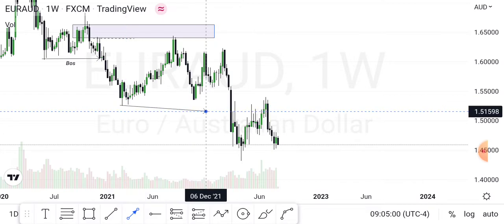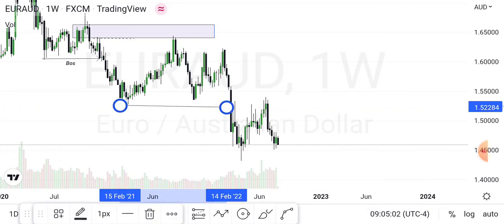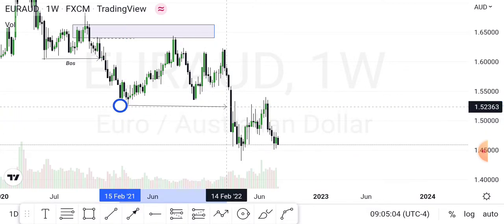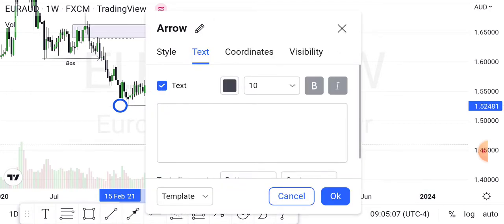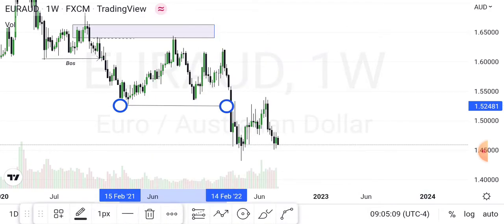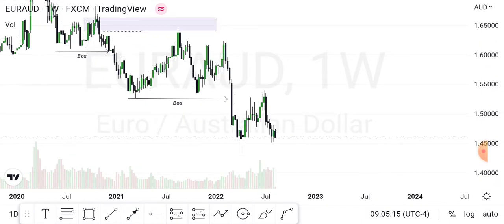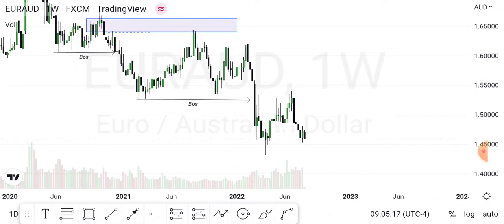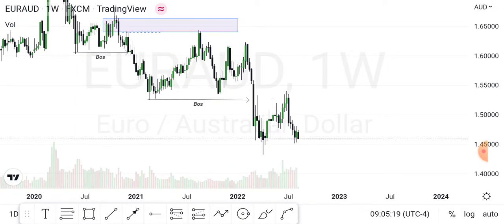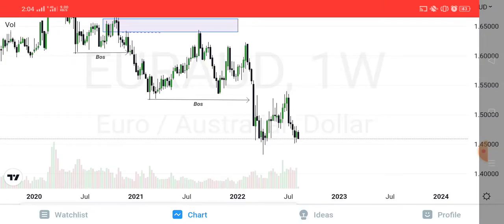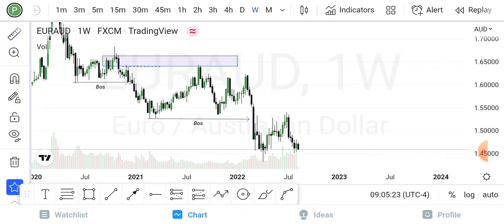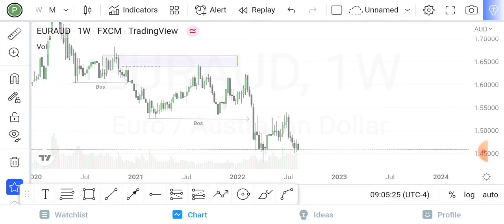Okay, we have this break of structure also. Okay, we have this break of structure, and we can now go to the higher time frame to get the bigger picture of what we are expecting price to do. We have this break of structure, and let's go to the daily time frame and just see what price is doing. Let's go to the daily time frame.